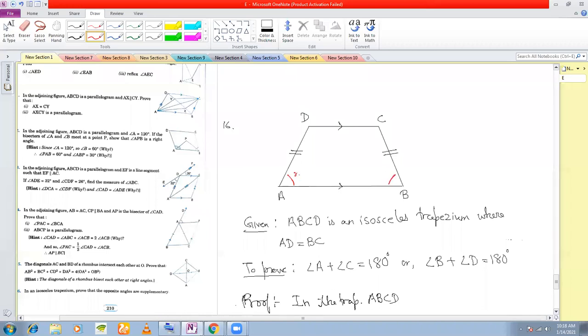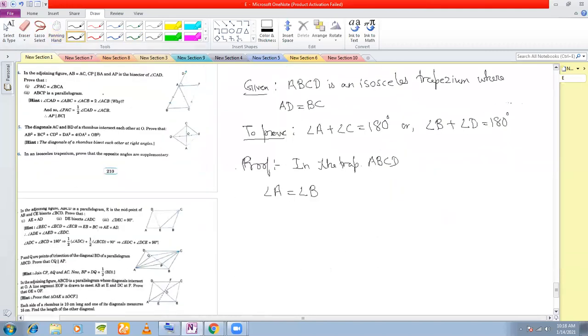Okay, let us call them x. And also, now what are the other two base angles? This is also a base angle. These two also have to be equal. So that means angle D must be equal to angle C. So let's write it down. And angle D is equal to angle C. Why? Because you know that the base angles of an isosceles trapezium are equal.